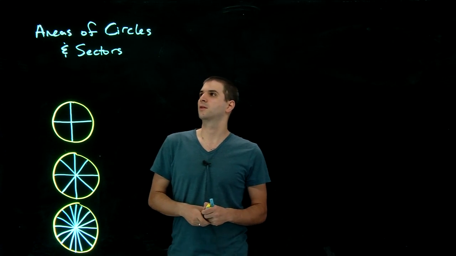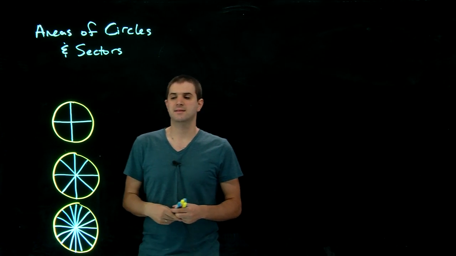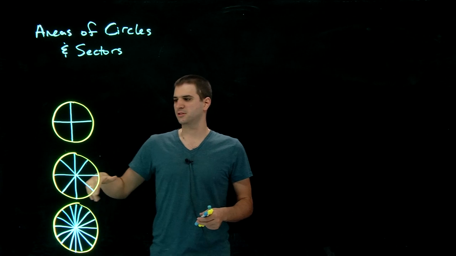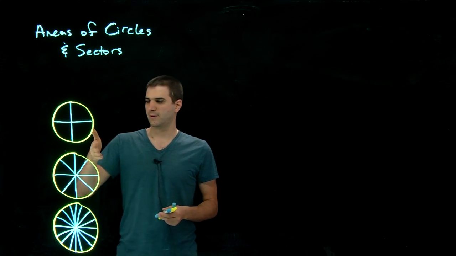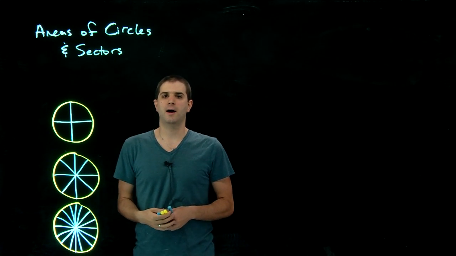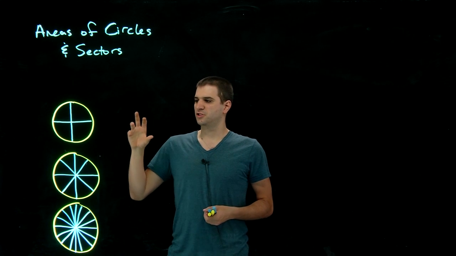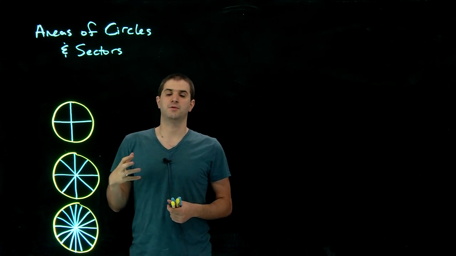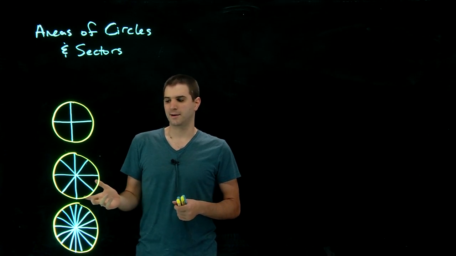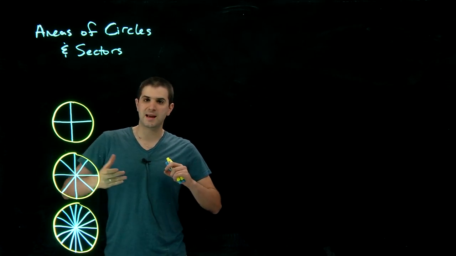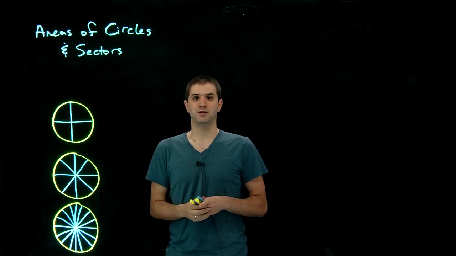Okay guys, in this chapter we're going to look at areas of circles and sectors. And so I've drawn 3 circles here and I've split them, I've cut them up a little bit. Now as I've been saying, in geometry, if you want to find the area of something you don't know, then you need to make that shape into something that you do know.